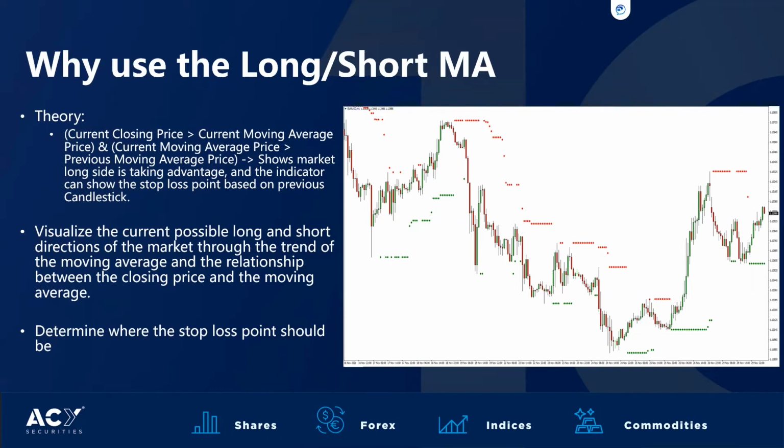So it's taking advantage, and the indicator can then show you the stop loss point based on a previous candlestick. In essence, what the theory is looking to do is allow you to visualize the current possible long and short directions of the market through the trend of the moving average, and therefore the relationship between the closing price and the moving average itself. It allows traders to determine where the best stop loss point should be in relation to that trend, using the moving averages and of course the close price on your candlestick for that given time period.